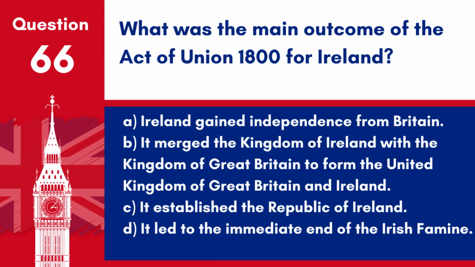Question 66. What was the main outcome of the Act of Union 1800 for Ireland? A. Ireland gained independence from Britain. B. It merged the Kingdom of Ireland with the Kingdom of Great Britain to form the United Kingdom of Great Britain and Ireland. C. It established the Republic of Ireland. D. It led to the immediate end of the Irish famine.